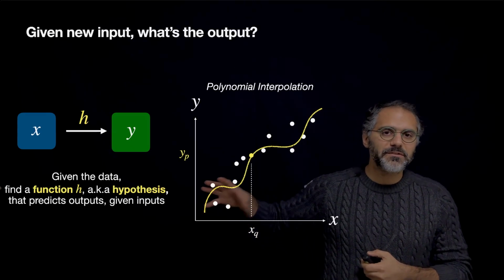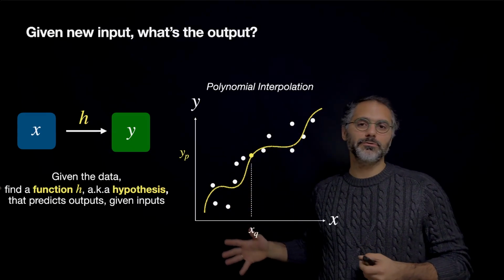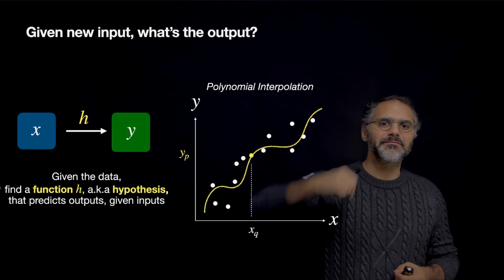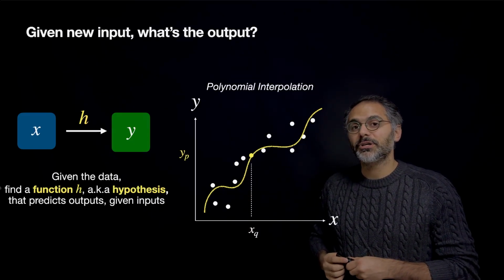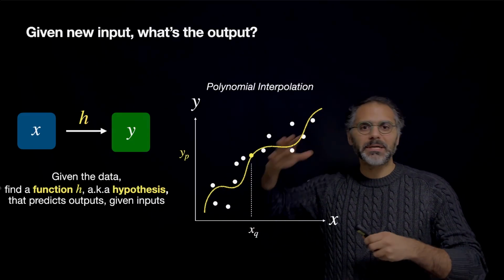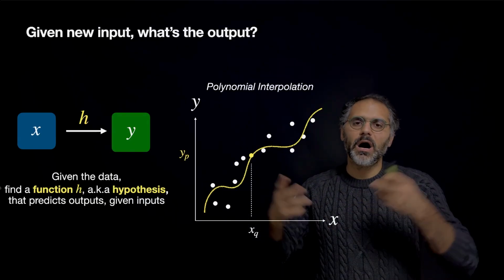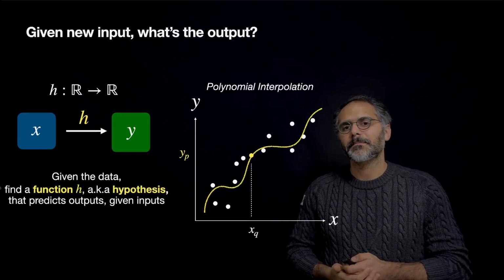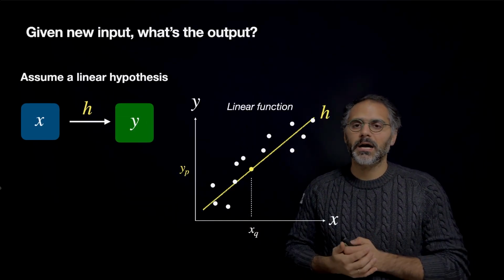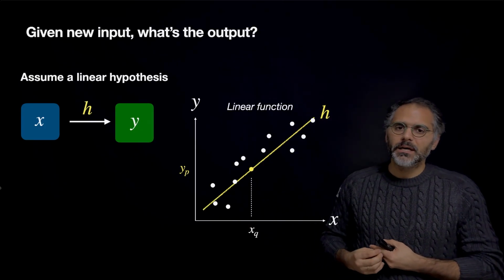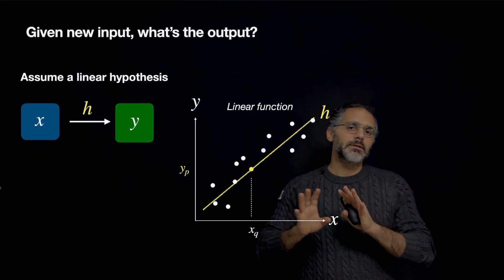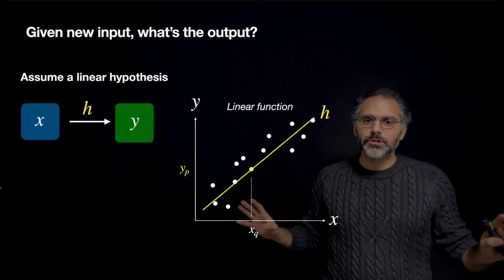So it could be that this function that you're looking for is not really passing through all the points. It's some vague regression through the points, and it might be a line, it might be something else. So how do we choose these points or this hypothesis? So we're going to start with something really basic, which is a linear function.